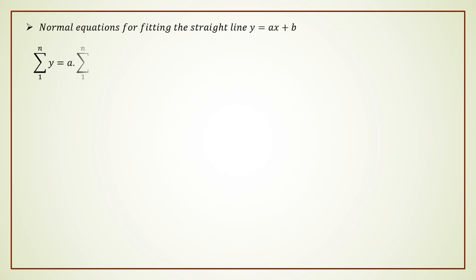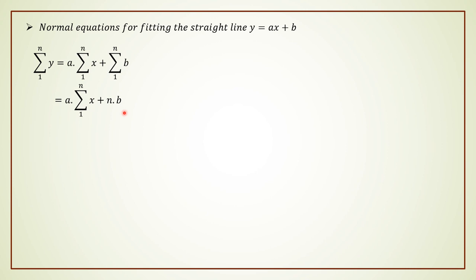Therefore, the normal equations for fitting the straight line y is equal to ax plus b are as follows. One of the normal equations is obtained just by multiplying by 1 throughout and then taking the summation, because you have a into x plus b into 1. So one of the normal equations is summation of y equal to a into summation of x plus b into summation of 1. Just make a note of it: whenever you are taking summation on a constant term, you have to write it as n into b.